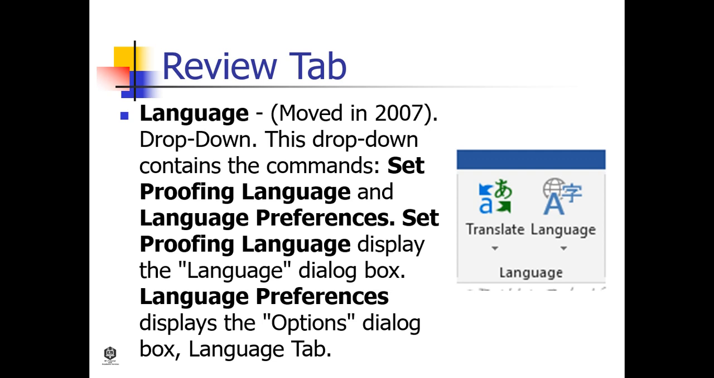Language, that was moved in 2007. Dropdown. This dropdown contains the commands set proofing language and language preferences. Set proofing language displays the language dialog box. Language preferences displays the options dialog box, language tab.